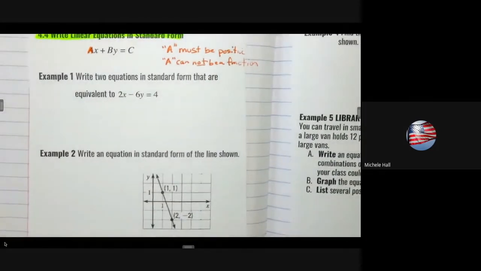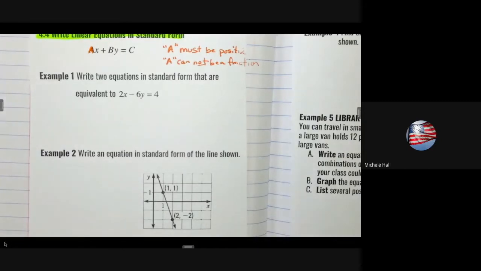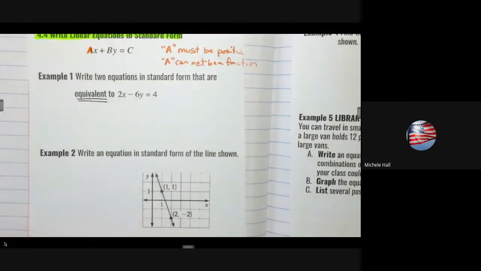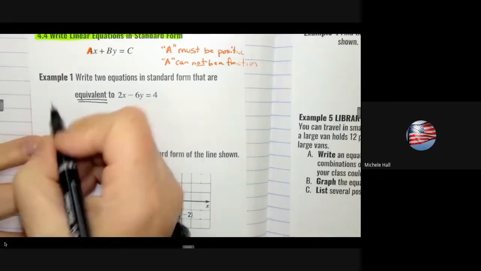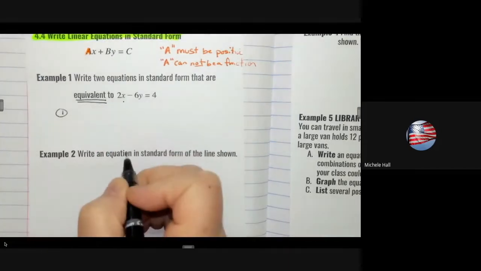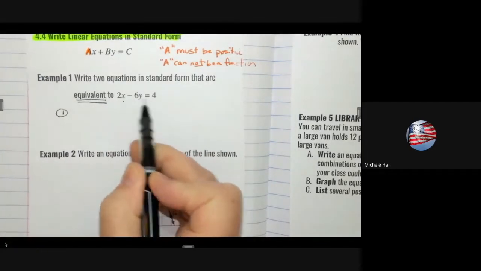Example 1, write two equations in standard form that are equivalent to 2x minus 6y equals 4. Write two equations that are equivalent. Write two equations that are equal to 2x minus 6y equals 4. So, what could I do to this equation, the first one? What could I do to 2x minus 6y equals 4? Well, I could divide all the terms by 2.